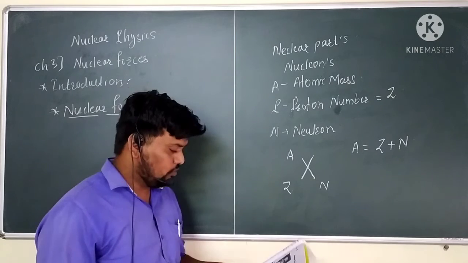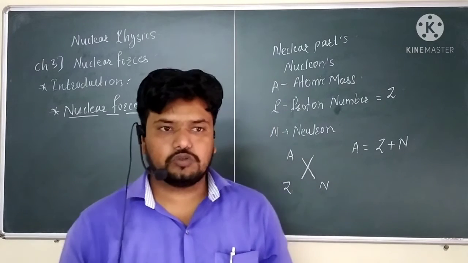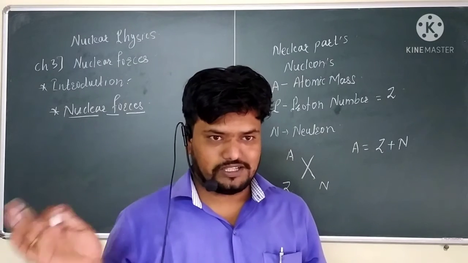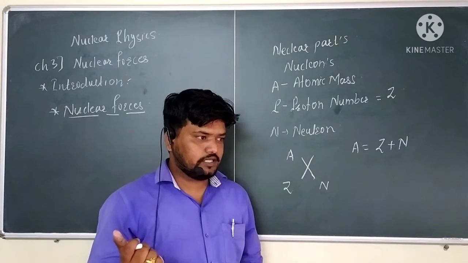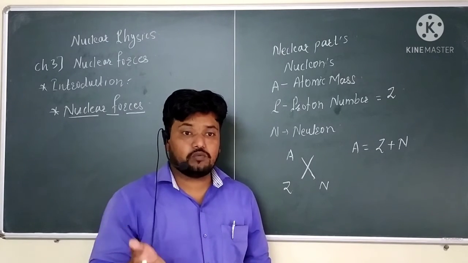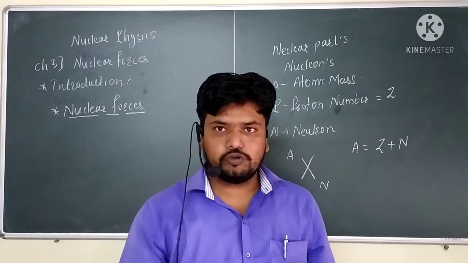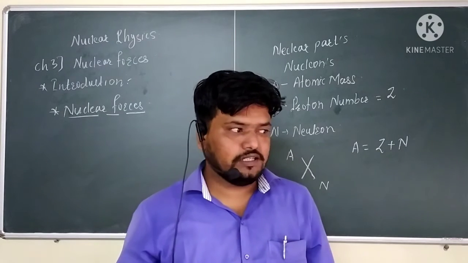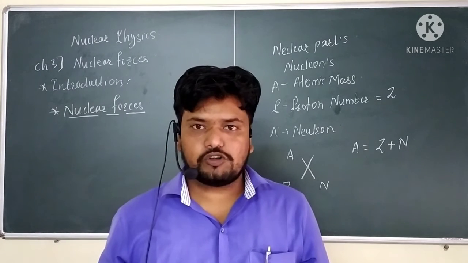Now we already know that the radius of the nucleus is 10 to the power minus 15 meter, and the radius of the atom is 10 to the power minus 10 meter. Comparing them, the radius of the nucleus is very small compared to the atom, about 1 lakh times shorter. The nucleons are tightly packed into the nucleus, so nuclear forces are short range forces. Now we want to see the main properties of the nuclear forces.